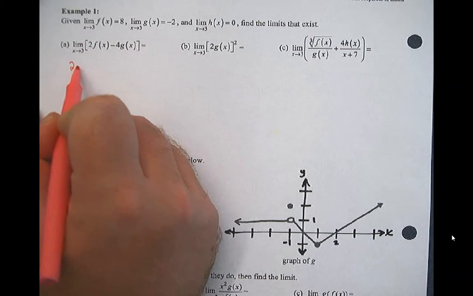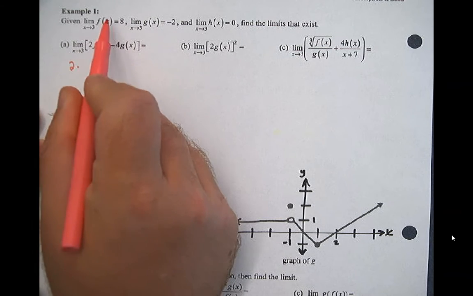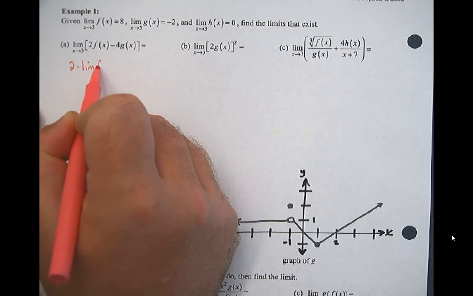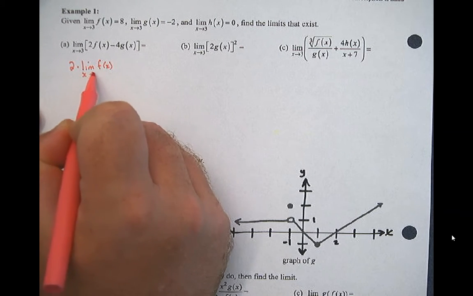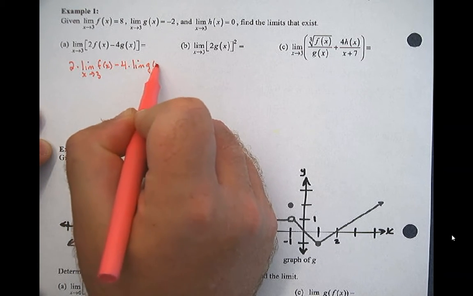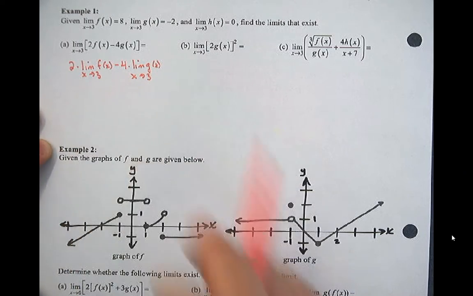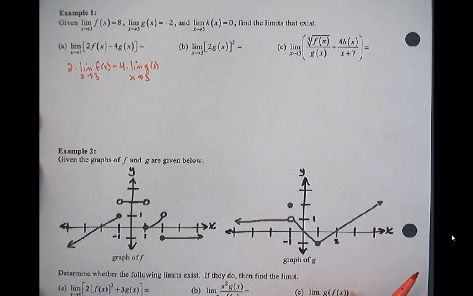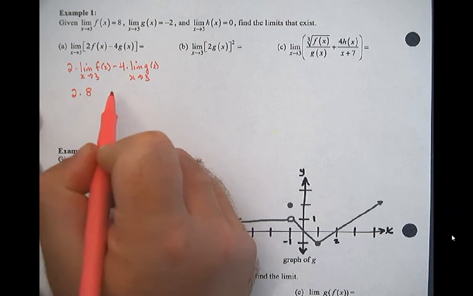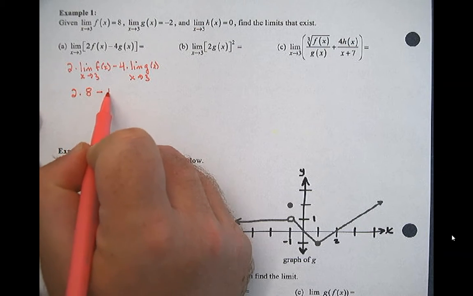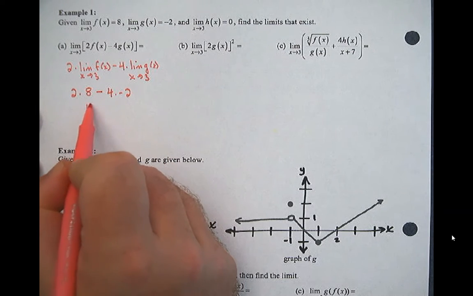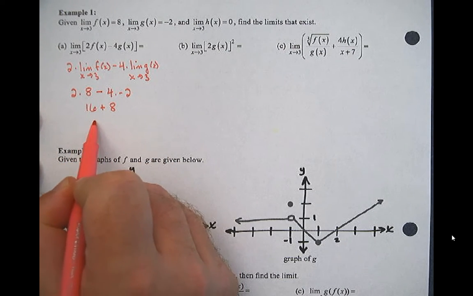So this would be the same as 2 times the limit as x approaches 3 of f of x is 8. I'll write it out the long way once. The limit of f of x as x approaches 3 minus 4 times the limit of g of x as x approaches 3. So that's if I was applying my properties. This is my rewrite. It was given that the limit of f of x as x approaches 3 is 8, minus 4 times the limit of g of x as x approaches 3, which is negative 2. So we would get 16 plus 8. 16 plus 8 is 24.